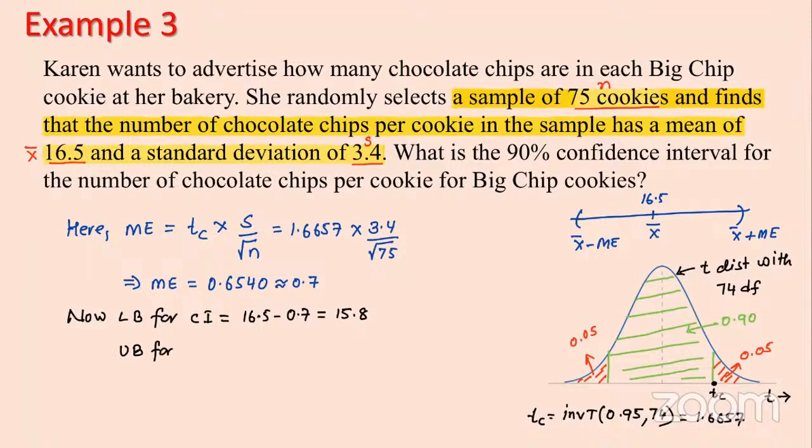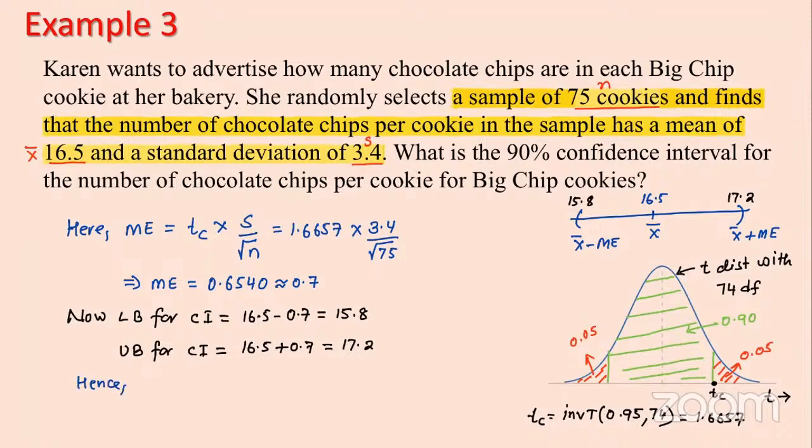Upper boundary for the confidence interval is 16.5 plus 0.7. What do you get? 17.2. Okay. So the lower boundary we got 15.8. Upper boundary we got 17.2. So we can write our confidence interval.